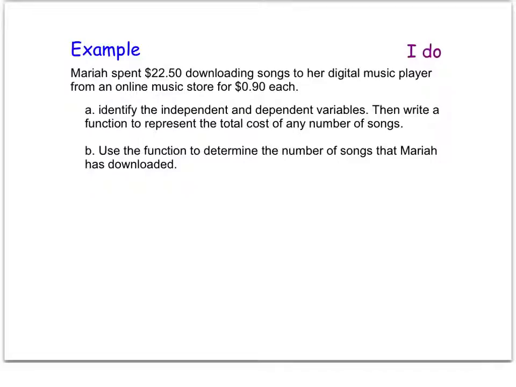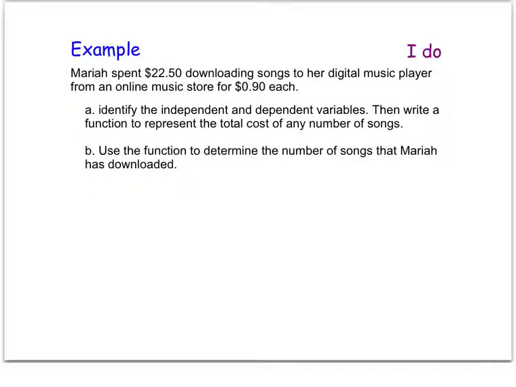Mariah spent $22.50 downloading songs to her digital music player from an online music store for 90 cents each. Identify the independent and dependent variables, then write a function to represent the total cost of any number of songs. So first, we know that the total cost is going to depend on the number of songs purchased. So the total cost, we can label as C, is the dependent variable, and the number of songs purchased, we'll call S, is the independent variable.